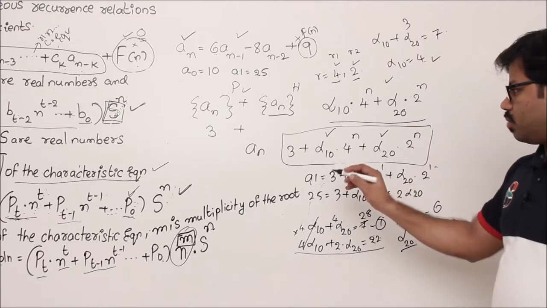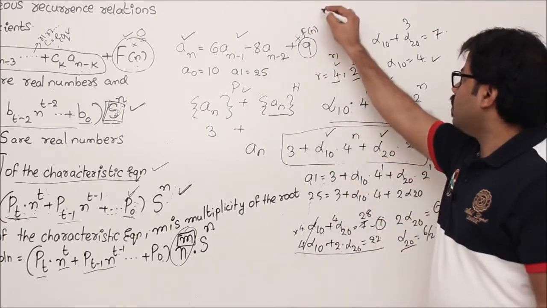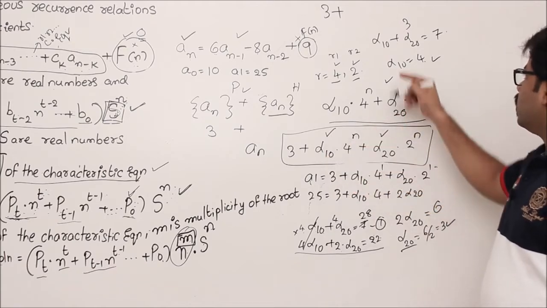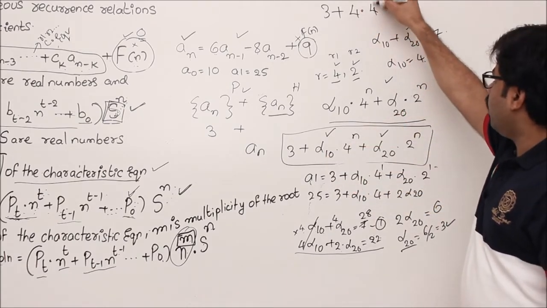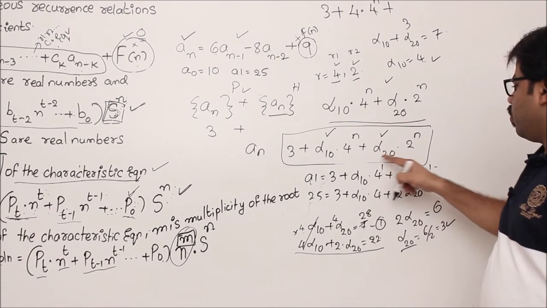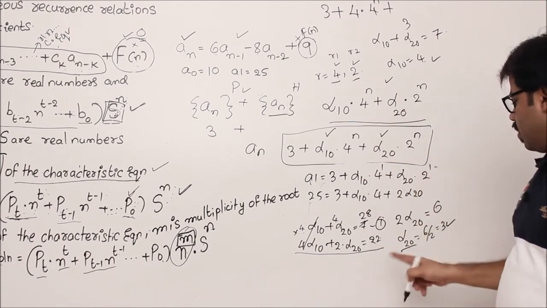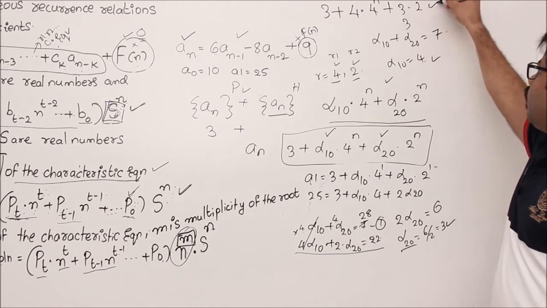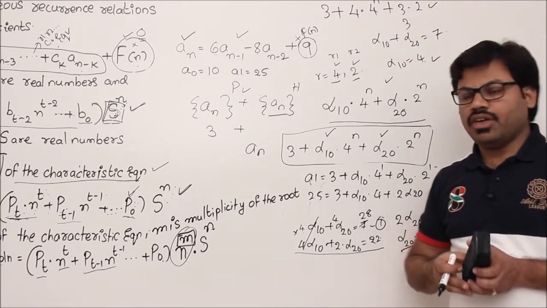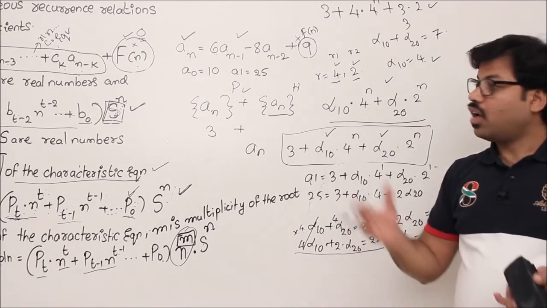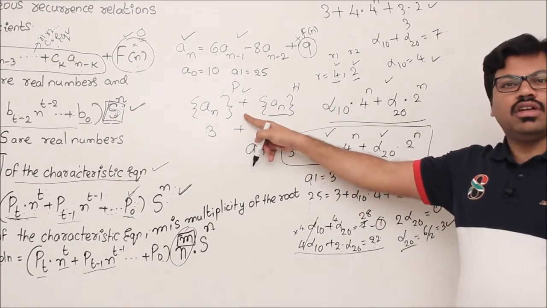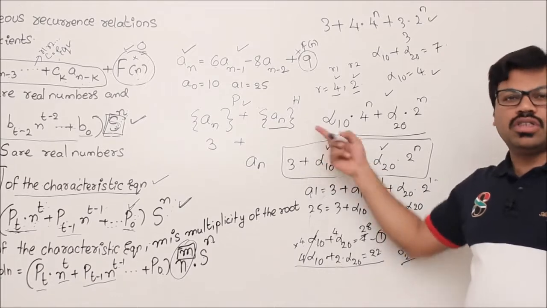After finding them, substitute them back. So the final answer is 3 plus alpha 1 0, which is 4, into 4 power n, plus alpha 2 0, which is nothing but, just now we got, 3 into 2 power n. That's it. This is the final solution. In that way we can find solutions for non-homogeneous recurrence relations. For that, find the particular solution followed by the homogeneous solution.